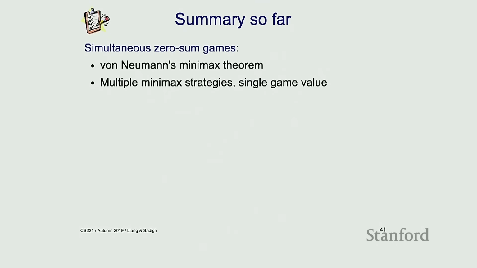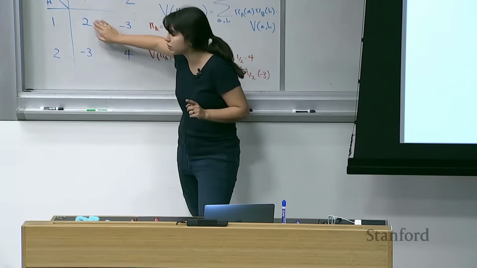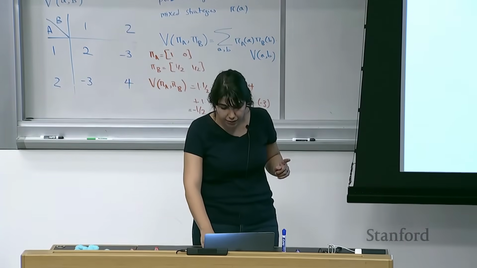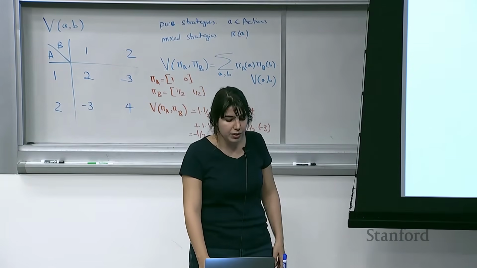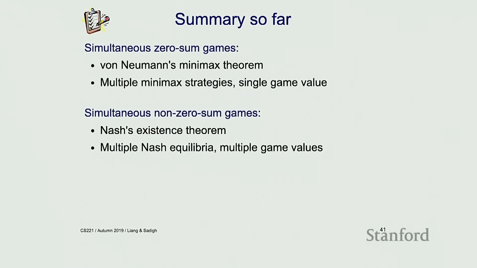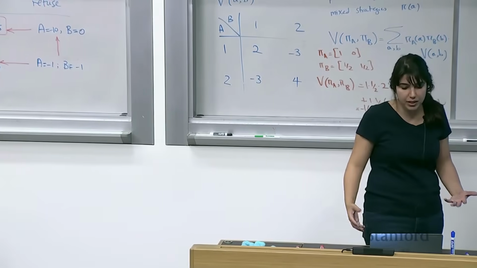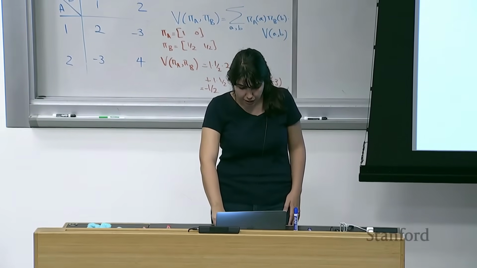All right. So the summary so far is we've talked about simultaneous zero-sum games. We talked about von Neumann's minimax theorem, which has multiple minimax strategies and a single game value, because it was zero-sum. But in the case of non-zero-sum games, we have something slightly weaker, Nash's existence theorem. We could have multiple Nash equilibria, but we also have multiple game values depending on whose perspective you're looking at.